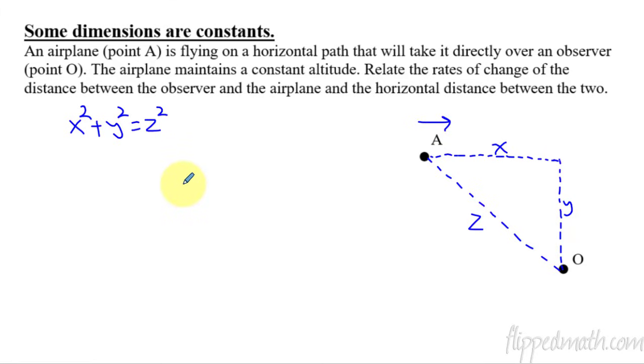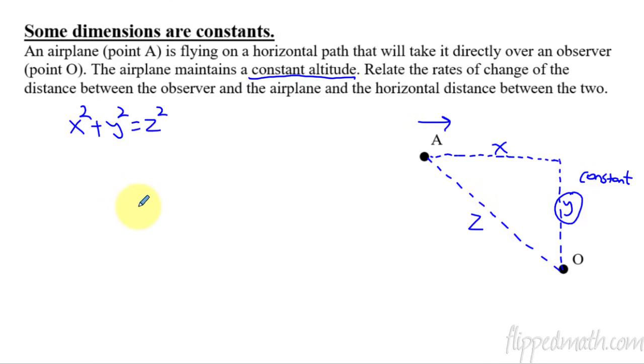Let's see here. The constant altitude part, this. Constant altitude is important because that means that this thing, this y, is a constant. So when we have a constant, if you think back, what is the derivative of a constant? The derivative of a constant is 0. So this y squared, when I take the derivative with respect to time, that's nothing. It's going to be a 0.